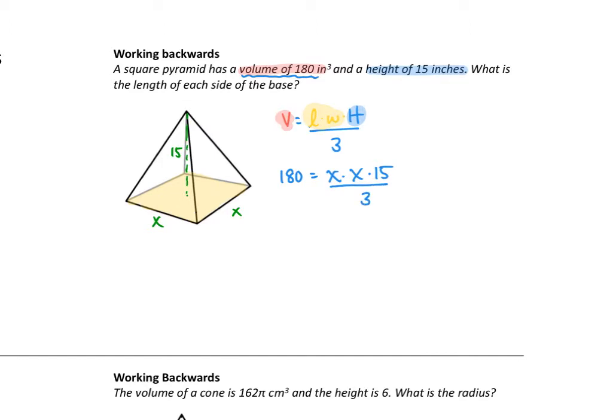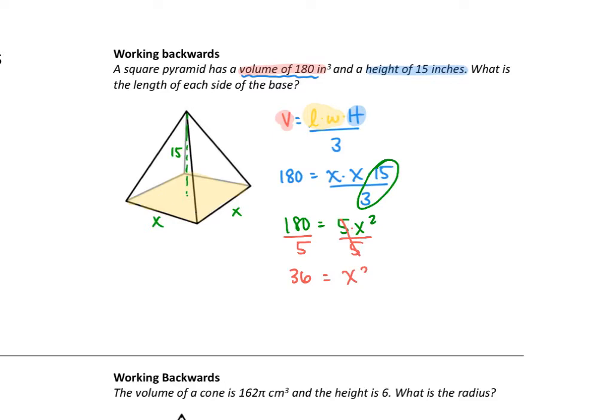Okay, so next thing we're going to do, we just need to solve for x. So first thing you should do is take a look at these numbers, and if you can divide them, you should divide them. So 15 divided by 3 is actually just 5, and x times x is x squared. So this becomes 5x squared equals 180. Okay, now we just need to get x by itself. Well, this is 5 times x squared, so to undo the 5 times, we divide both sides by 5. So 180 divided by 5 is 36.